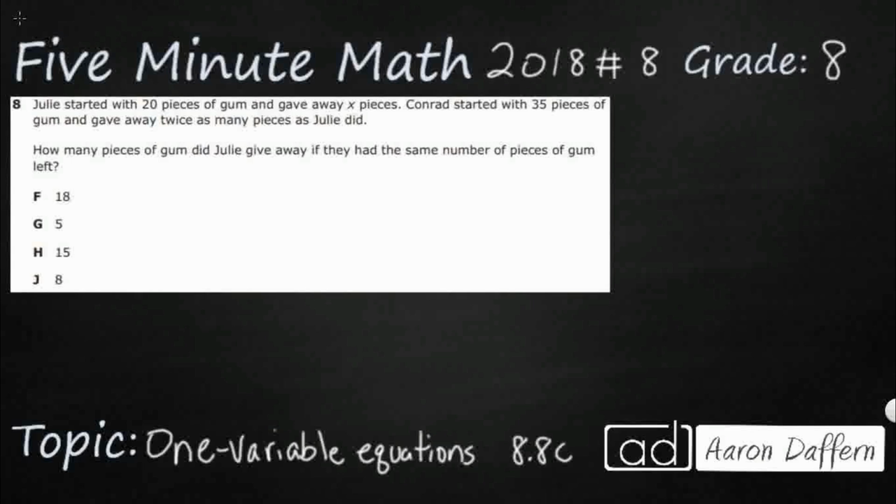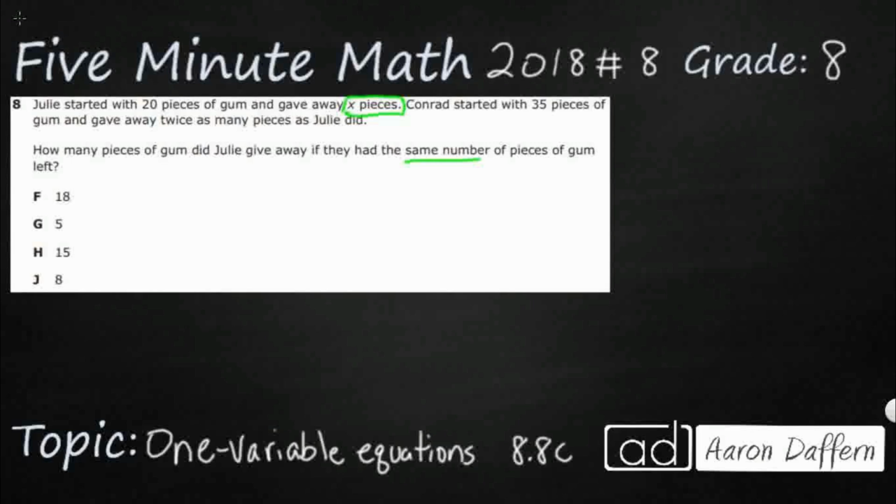So we've got Julie starting with some gum and giving some gum away. Conrad is starting with more gum and giving twice as much away. And we don't have an equation to solve here. We at least see that our pieces, that's going to be our variable, giving away x pieces. So how many pieces of gum did Julie give away if they had the same number? All right, so that lets me know it's going to be an equation because we're going to equal.